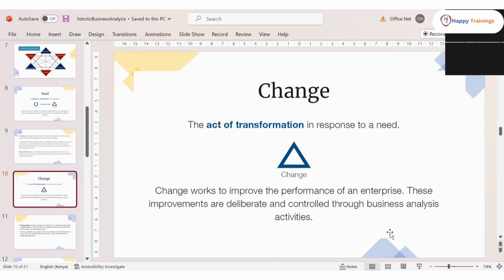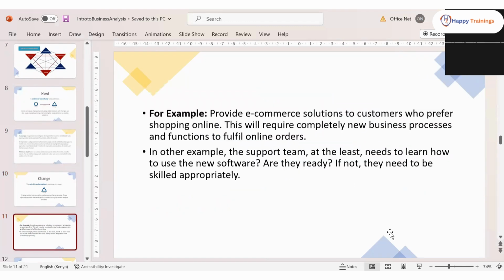Now, because we have identified the need, let's take a look at the change. The act of transformation in response to a need is change. Change works to improve the performance of an enterprise. These improvements are deliberate and controlled through business analysis activities. For example, provide an e-commerce solution to customers who prefer shopping online. This will require completely new business processes and functions to fulfill online orders. In another example, the support team at the least needs to learn how to use the new software. Are they ready? If not, they need to be skilled appropriately.